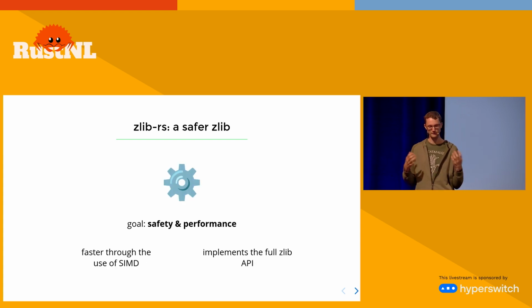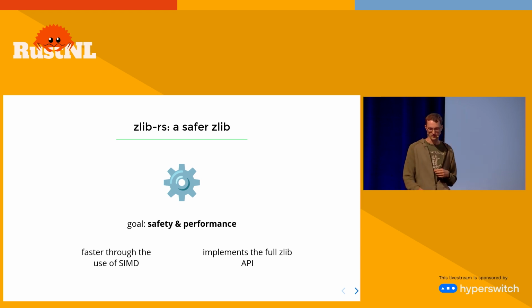And zlib-rs fixes this, right? We still want safety in the sense that we implement this in Rust. We try to be really careful, but also we really want performance. In order for this implementation to be competitive, we need the performance to be at least okay, and then hopefully over time better than the alternatives.